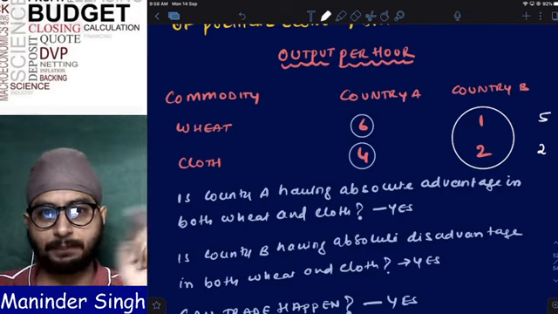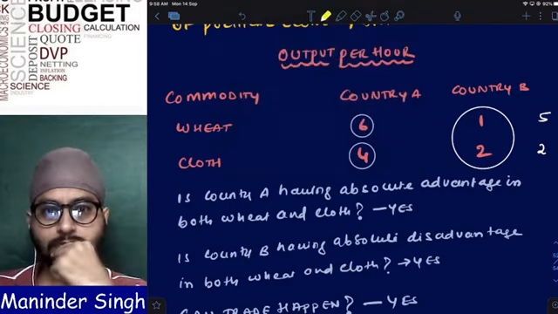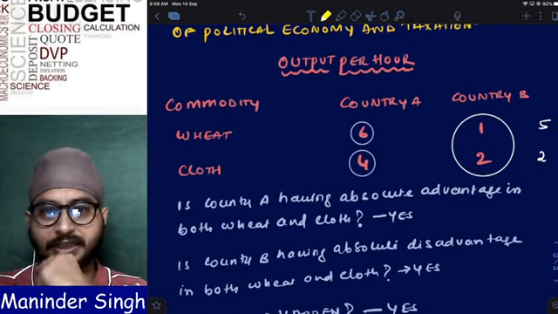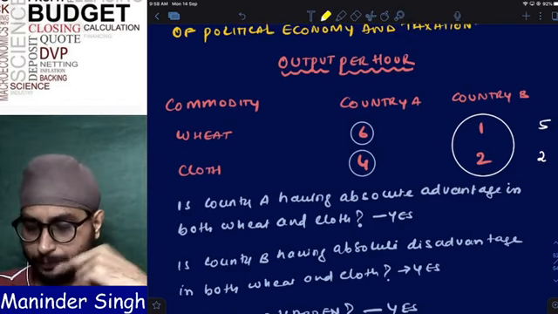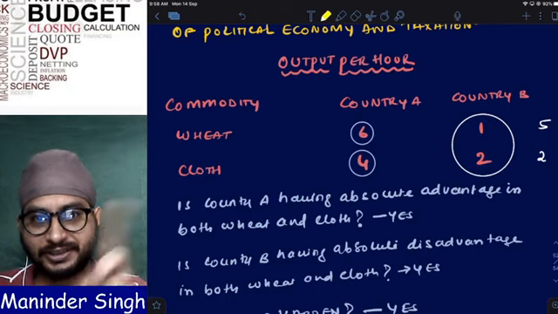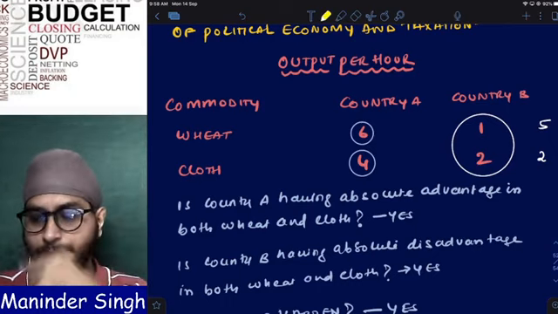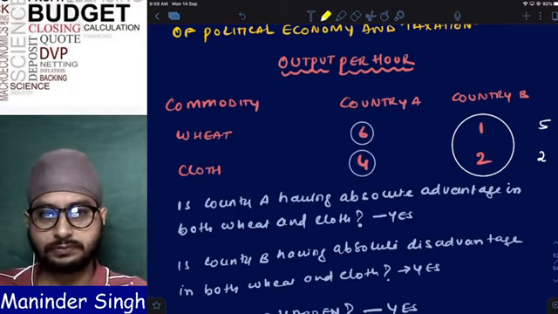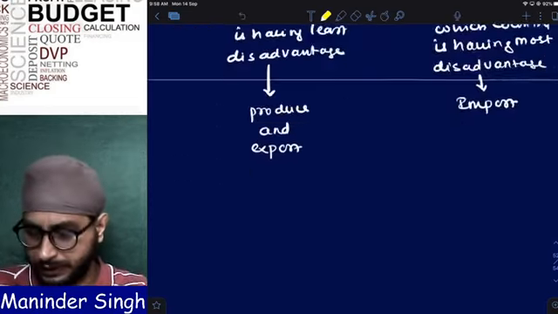What will country B produce and export? In this case, see this table and tell. Country B will produce cloth because its disadvantage is lesser, and export. And what will it import from A? Wheat. So can we write like this?